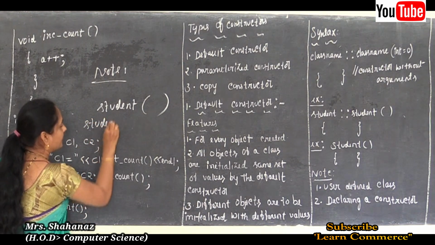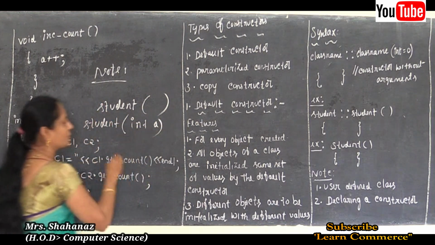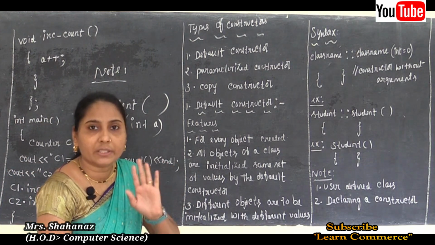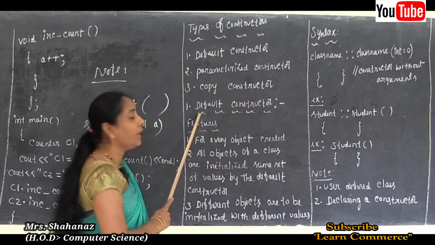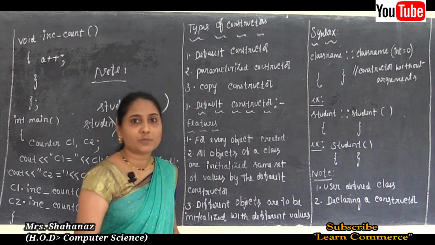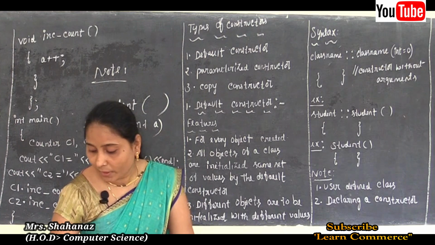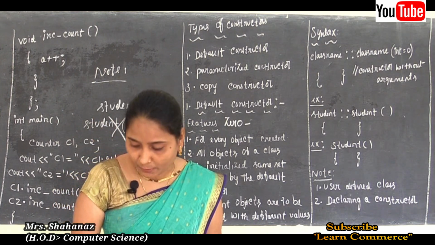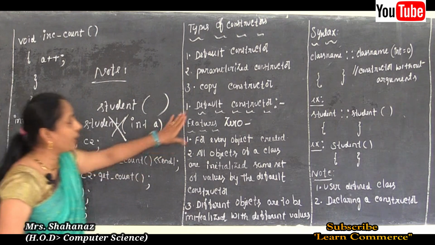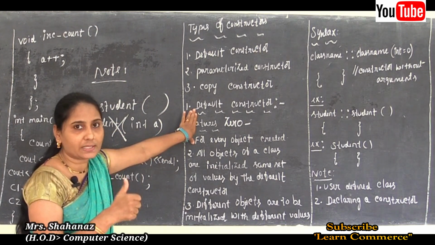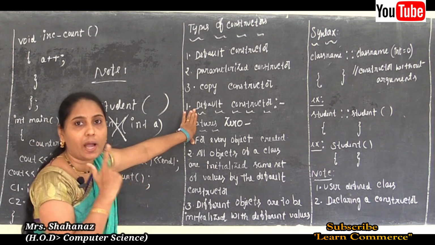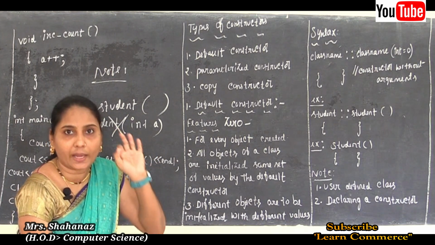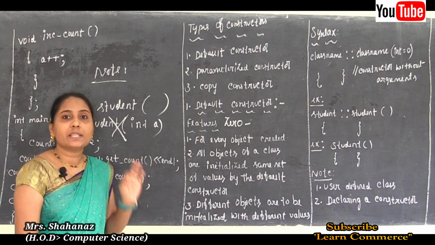Or maybe in the second example, if you are using int a, that means it is not called the default constructor. So what's the meaning of the default constructor? A constructor which does not accept any arguments is called the default constructor. Since it is not going to accept any argument, it is also known as the zero argument constructor. So there are two names for our default constructor: one is the default constructor and the second is the zero argument constructor. Why is it called the zero argument constructor? Because it does not accept any argument.